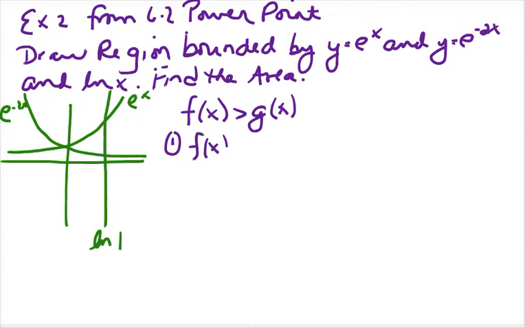So f of x is the curve on the top, which is e to the x, and g of x is the curve on the bottom, which is e to the minus 2x. Now remember that if you're having difficulty seeing any of that, you can always plug in an x value and find the y's, and whichever one's bigger, that's your bigger function. Shade in this region that we're after here.